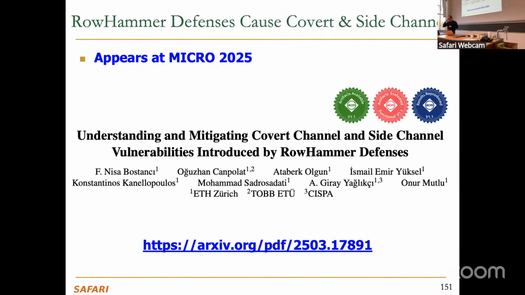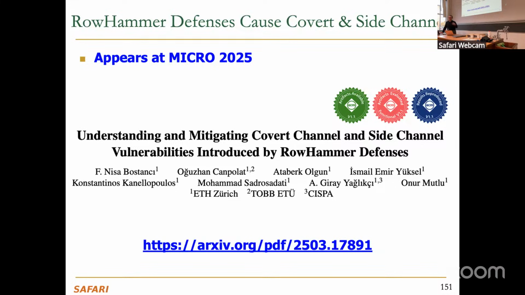Okay, and Nisa did another work over here that showed that you can actually have these RowHammer defenses cause side channels or covert channels, and you can use the information because some thread is inducing RowHammer mitigation actions. You can basically encode information to communicate between two, let's say, cooperating malicious threads and side channels. So maybe she'll also describe this.